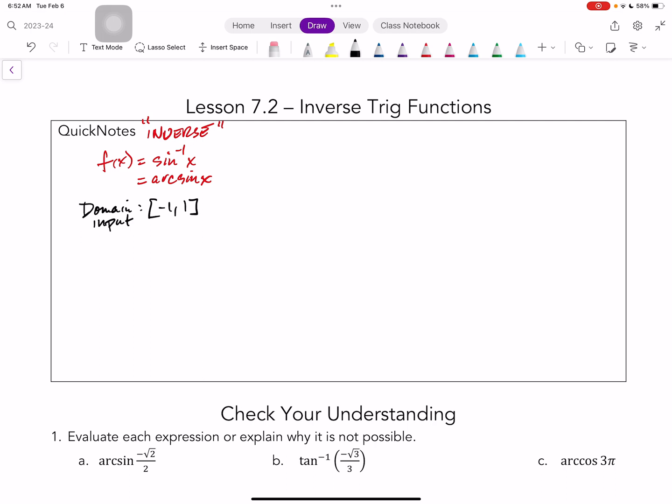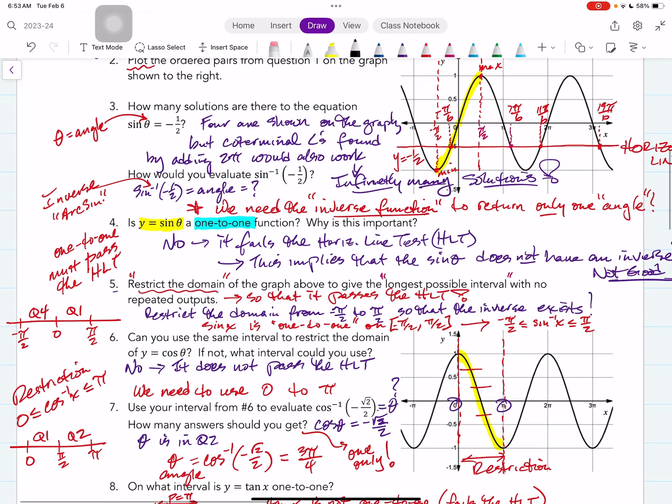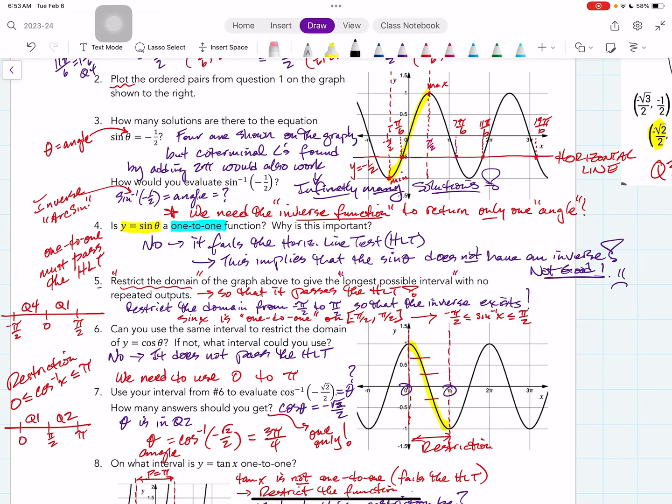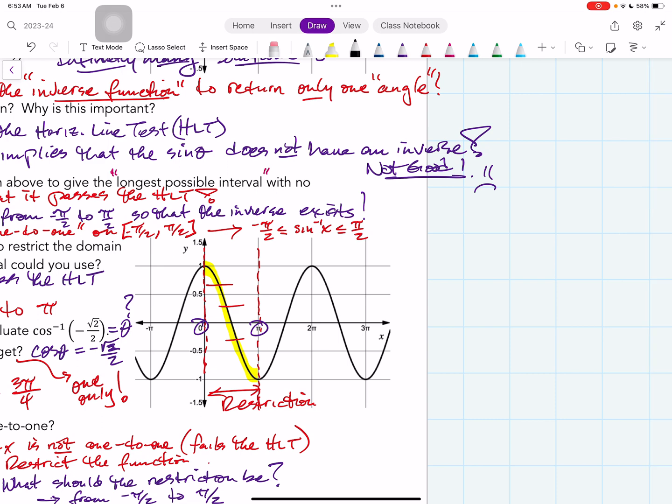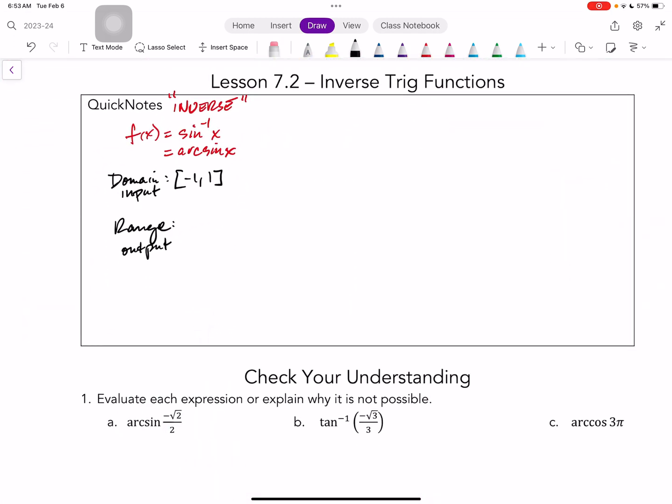Okay, the output, which is called your range, or output here. What is that? Well, let's go back up here and refresh our memory. We had to restrict the sine function from negative pi halves to positive pi halves. So the inverse function is restricted. It's going to give you an angle in either quadrant 1 or 4. So the output here is between negative pi halves and positive pi halves.